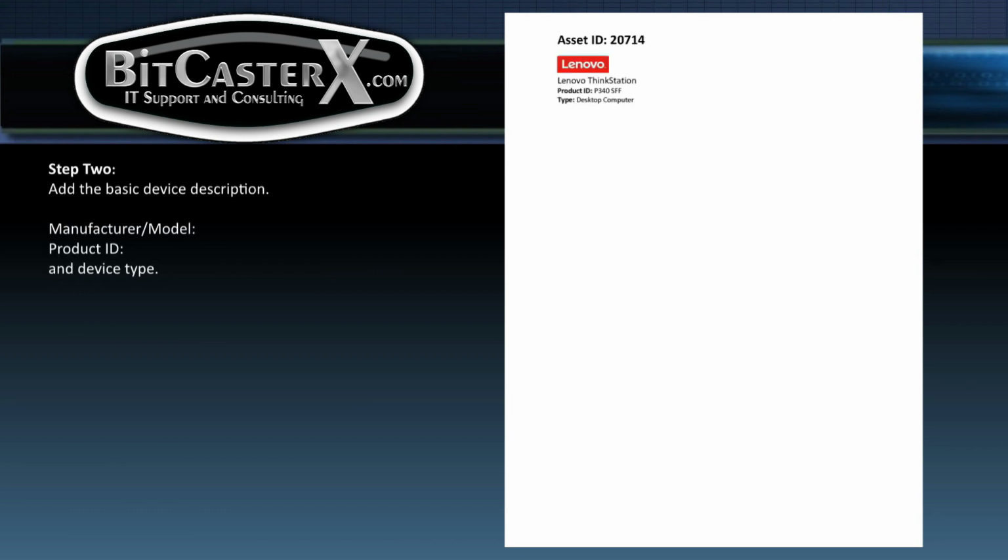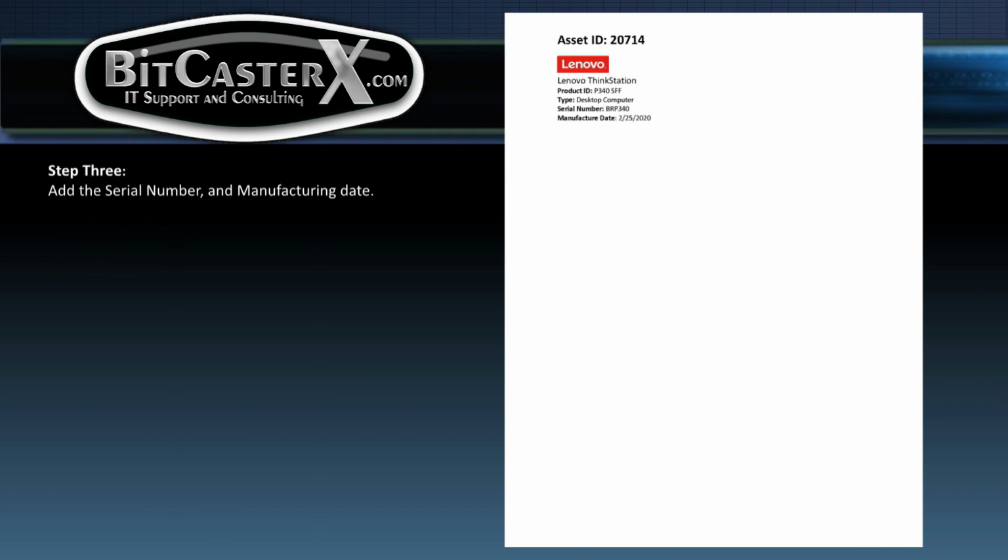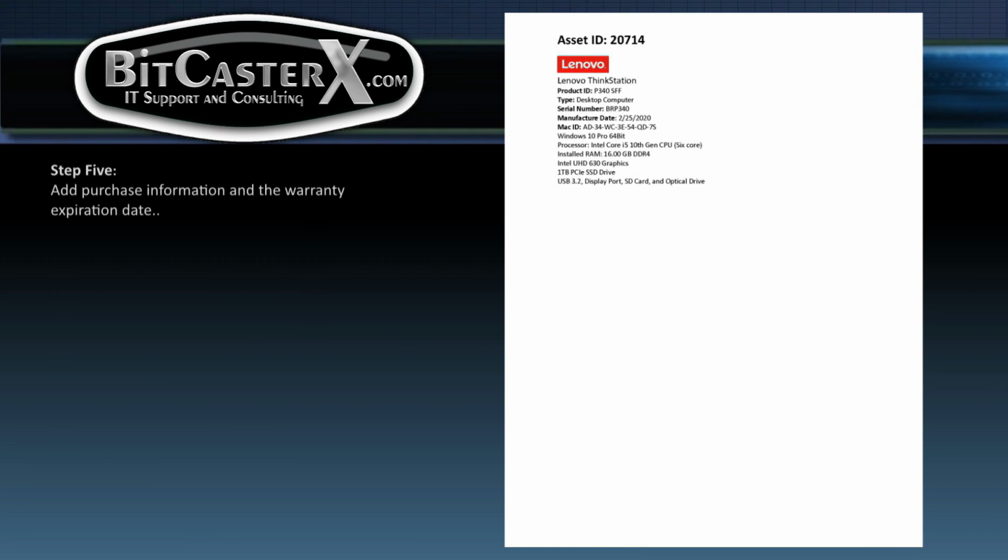Step 2. Add the basic device description. Include the manufacturer, the model, the product ID, and the device type. Step 3. Add the serial number and the manufacturing date. Step 4. Add detailed information for your device. Step 5. Add purchase information and the warranty expiration date.